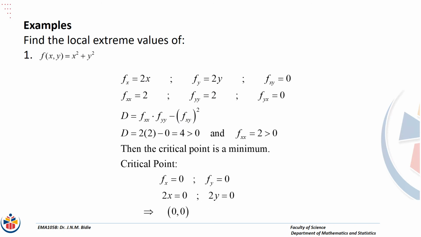We are told here to find the local extreme values. We know local extreme values means local minimum, local maximum, saddle points, and also inconclusive results. We've got x squared plus y squared as our function. So we know we have to find those derivatives.